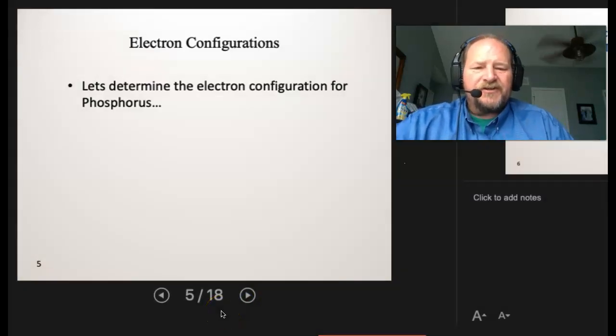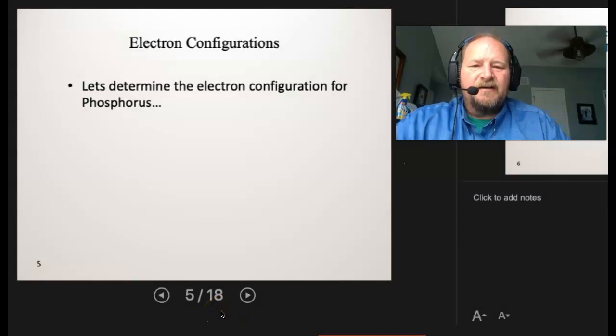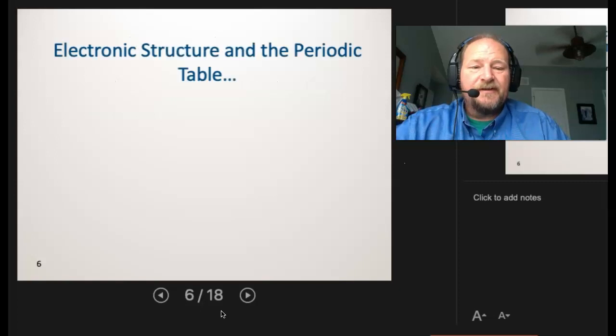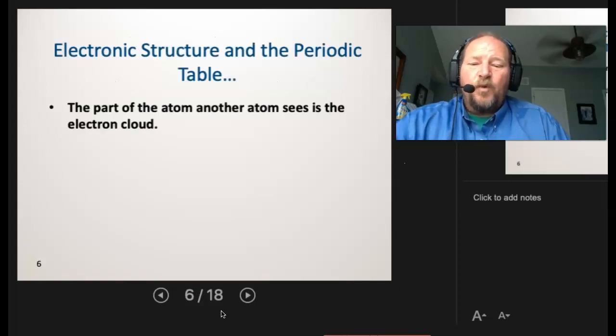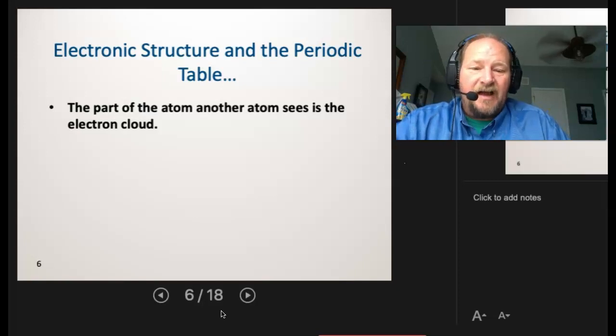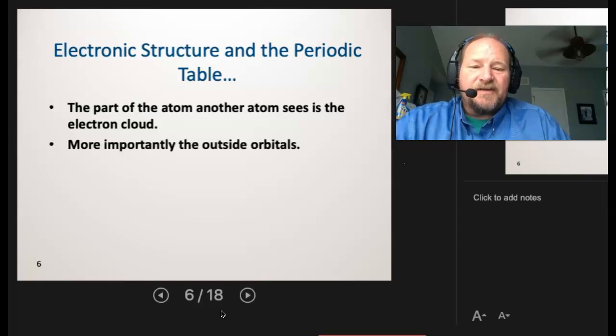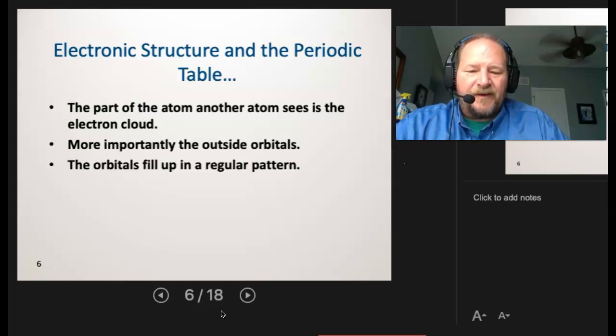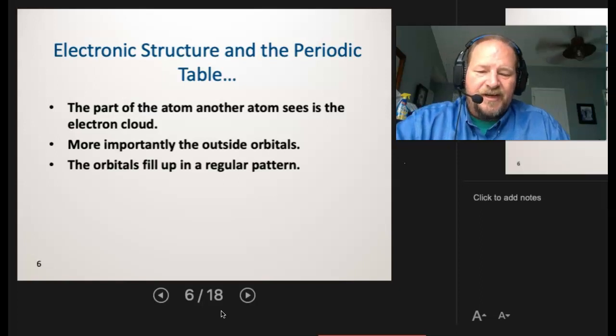So again, we want to finish this chapter out looking at different patterns on the periodic table. So the first pattern we see are the electron arrangements. Since the other parts of the atom are only clouds, the electrons become the most important part. More importantly, we're only looking at the outside orbitals, and those orbitals fill up in a regular pattern. And that's what we were just looking at.